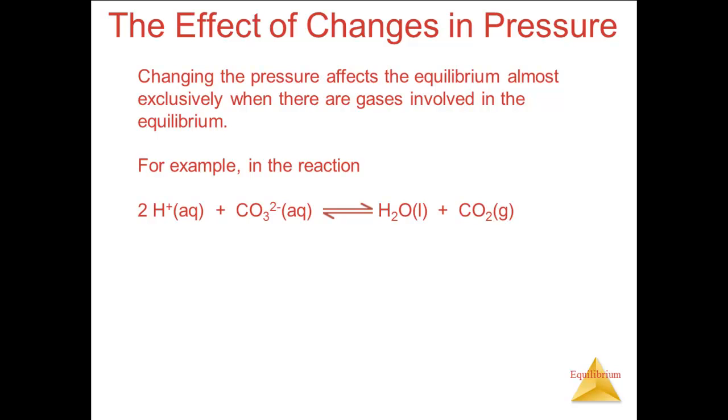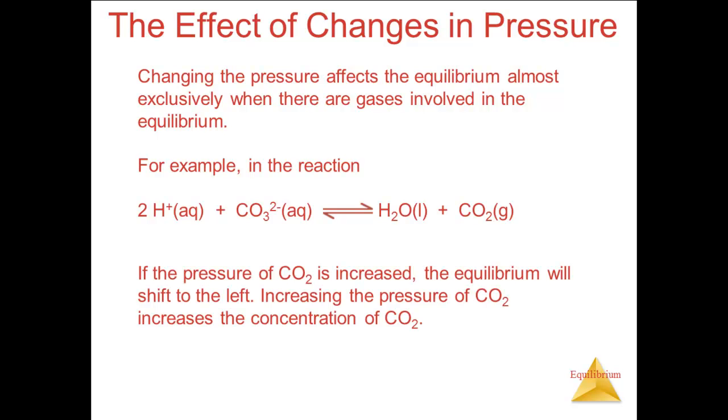For example, take this equilibrium, in which 2 hydrogen ions and 1 carbonate ion are in equilibrium with liquid water and carbon dioxide gas. Changing the pressure of any gas will change its concentration. So if we increase the pressure of CO2, the concentration of CO2 will also increase. If there is only one gas present, then we can treat changing the pressure like changing the concentration of that substance. So increasing the pressure will cause this equilibrium to shift to the left.